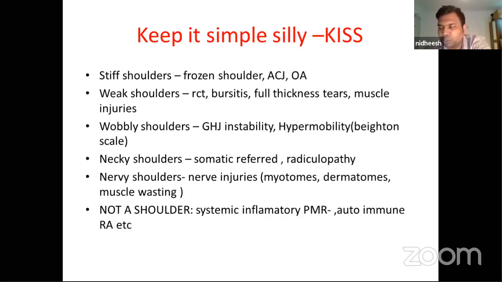Generally, what I do is I look for myotomes and dermatomes, and I also look for muscle wasting. And then you have not a shoulder at all, all the systemic problems. You have autoimmune disorders and polymyalgia rheumatica. The thing is, polymyalgia rheumatica generally doesn't affect so many joints, whereas with RA, you have RA factor and other symptoms. So once it is not a musculoskeletal problem, then I look into not a shoulder problem.